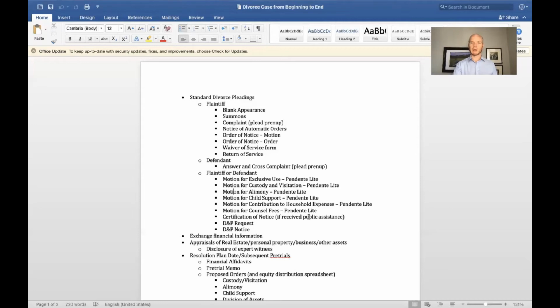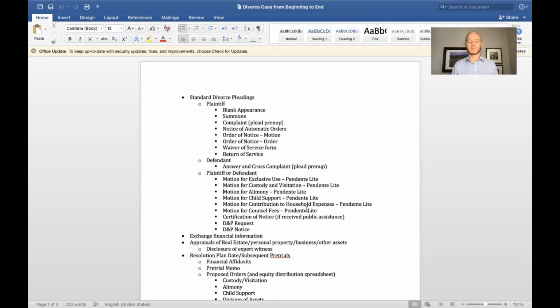There's also a motion for contribution to household expenses. That's pretty similar to a motion for alimony or child support. It's just asking for court orders about how the bills are going to be paid on the house, who's going to pay the mortgage, who's going to pay the utilities, etc. How they're going to pay it. It may be split 50-50. There's all sorts of ways that it can be done.